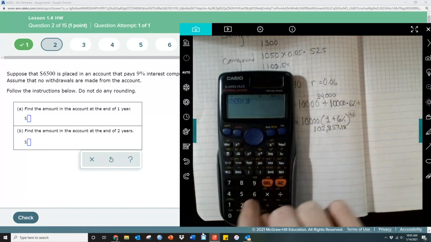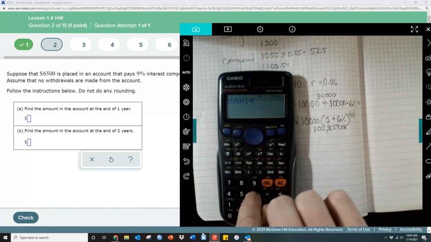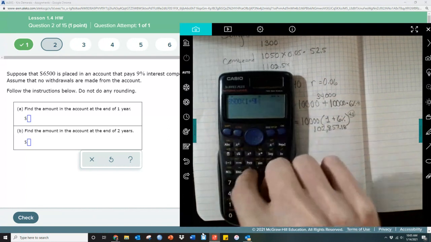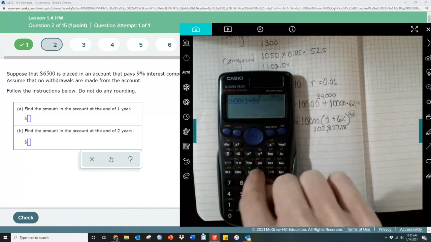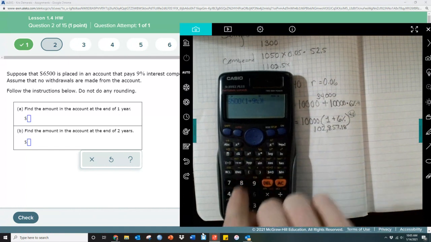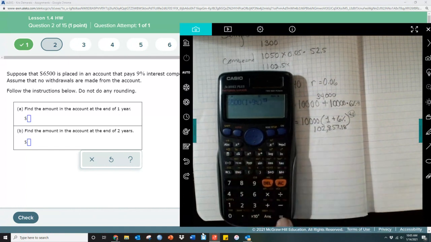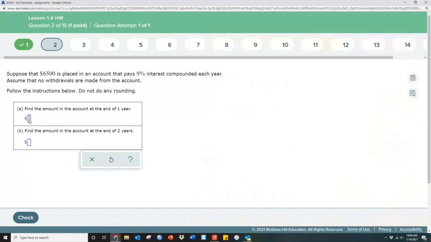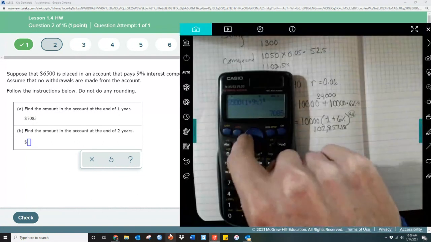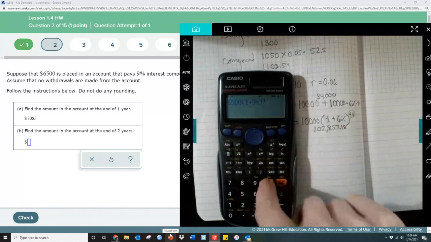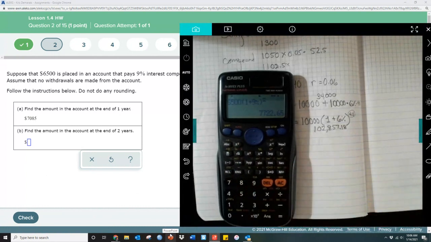So we're going to go ahead and continue with 9% at 1 year. All right, and then we get 7085. And then we're going to do the same thing, except now I'm just going to push the back button, delete 2. And then it's 7722, 65.